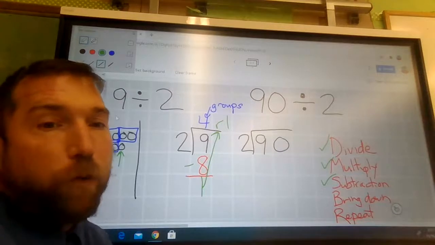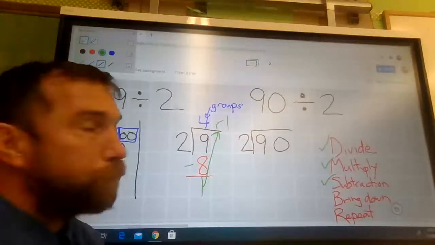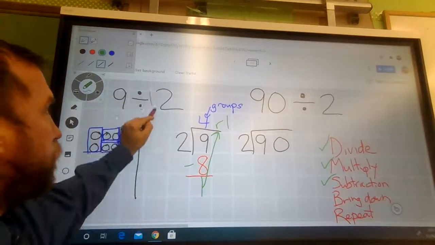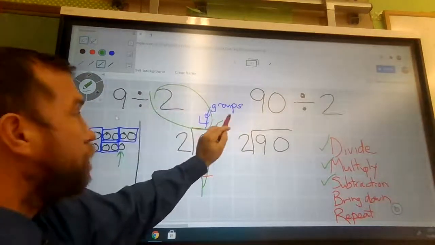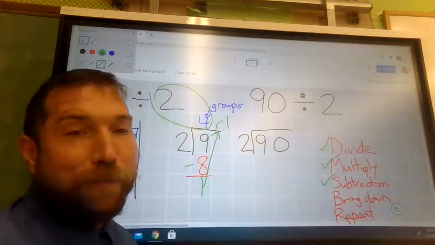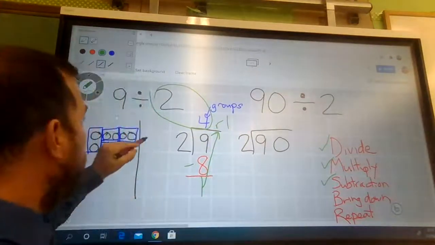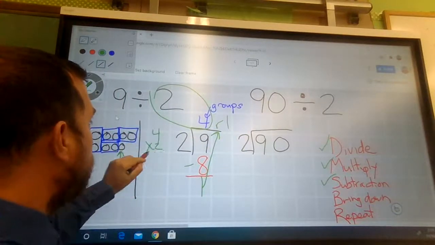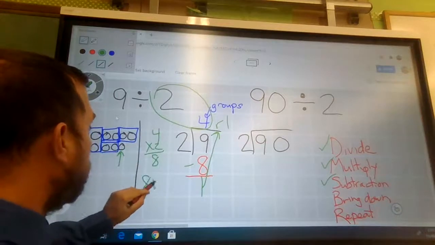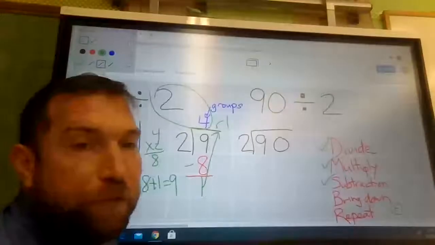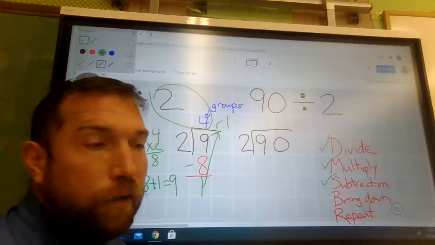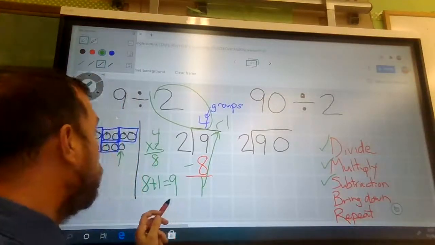Okay, I was able to make 4 whole teams of 2. Again, these kind of work backwards. 4 times 2 makes 8, plus R1. So we do get to do a little bit of addition when we're checking. 4 times 2 is 8, and then 8 plus 1 equals 9. That's the reverse, or the inverse, that I can check.